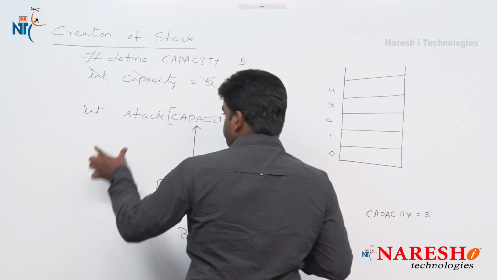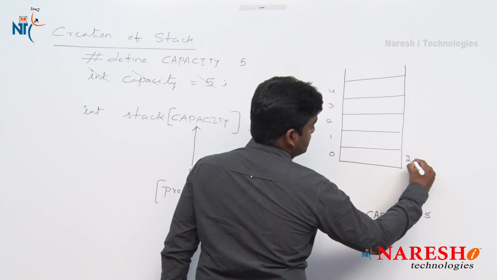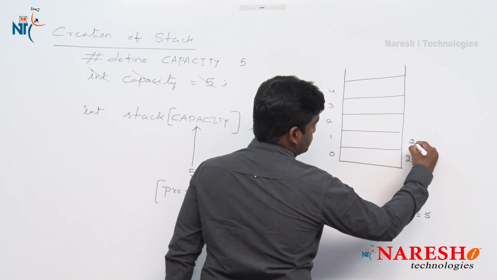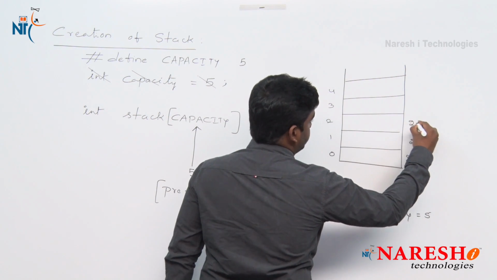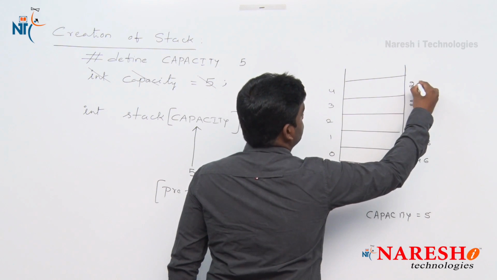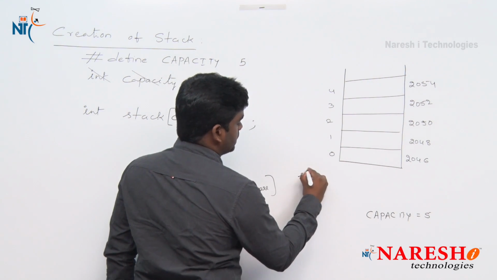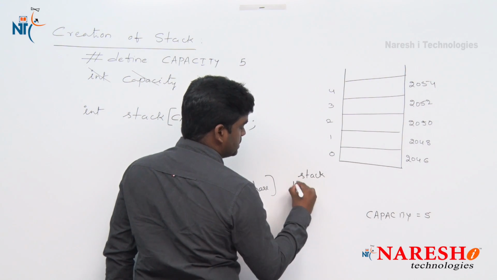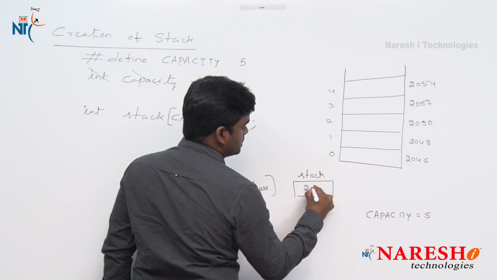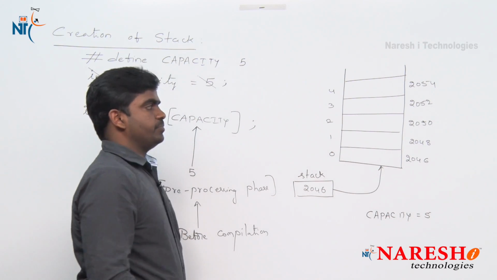And next, an array variable always holds a base address. Suppose the base address is 2046, then 2048, 2050, 2052, 2054. So here the stack is holding the base address. The base address 2046 is pointing to the stack.